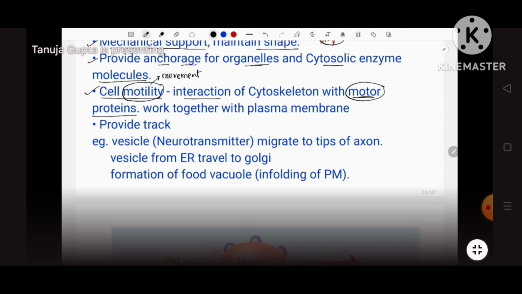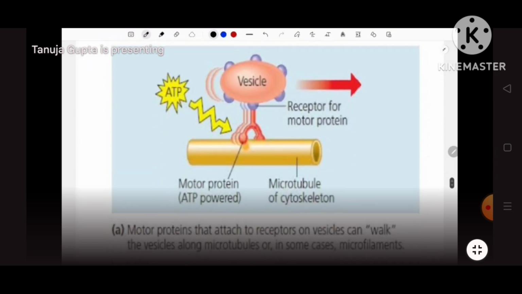These motor proteins show the movement; they have the energy so that they can show the movement. So the cytoskeleton interacts with these motor proteins, they work together with the plasma membrane, and this is how it moves. Let me show you how it moves. Suppose there is a vesicle which is carrying something. Whatever is present in this vesicle attaches to the motor protein. This is the motor protein, you can see over here, this red color.